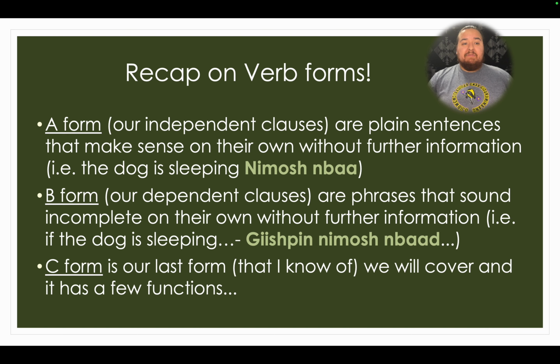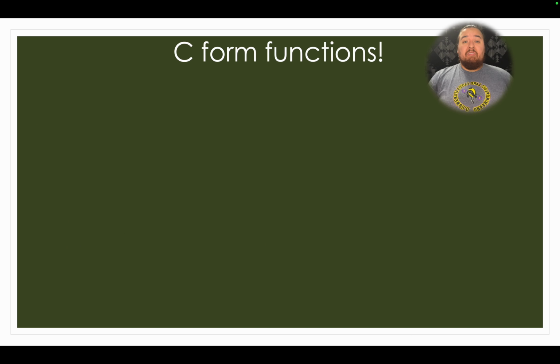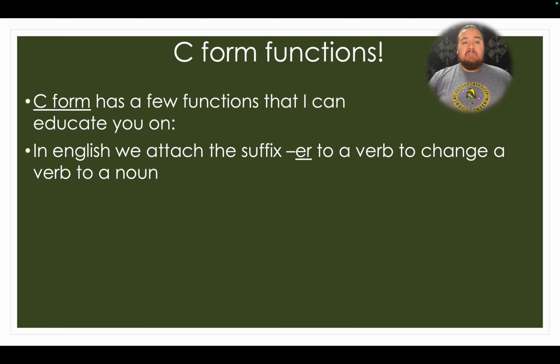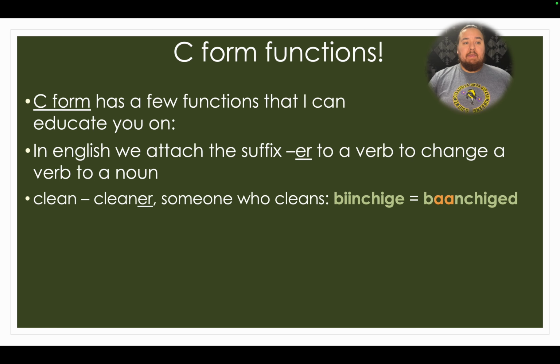C form is our last form that I know of at least that we will cover, and it has a few functions. In English, we attach the suffix -er to our verb to change a verb to a noun. So for example, we have clean, cleaner, and this means someone who cleans. An example of that in Ojibwe is Bianchige, she or he is cleaning. Bianchiged, cleaner, the one who cleans.